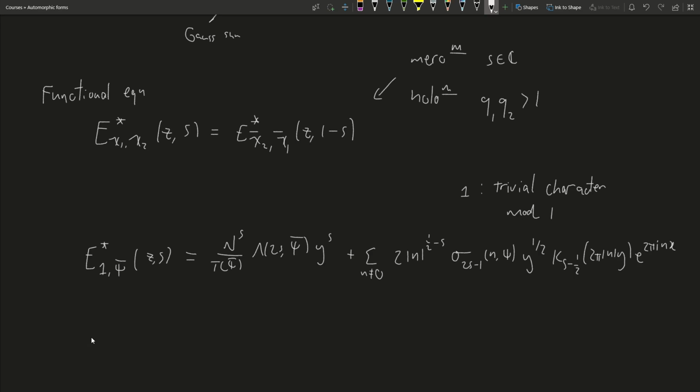And then you're going to need the Fourier expansion of another one. You're going to need the Fourier expansion of this Eisenstein series. I'll define the pieces of this in a moment. So this Fourier expansion is going to be into the 1 minus s, tau psi bar, and d minus 2s, psi bar y to the 1 minus s.